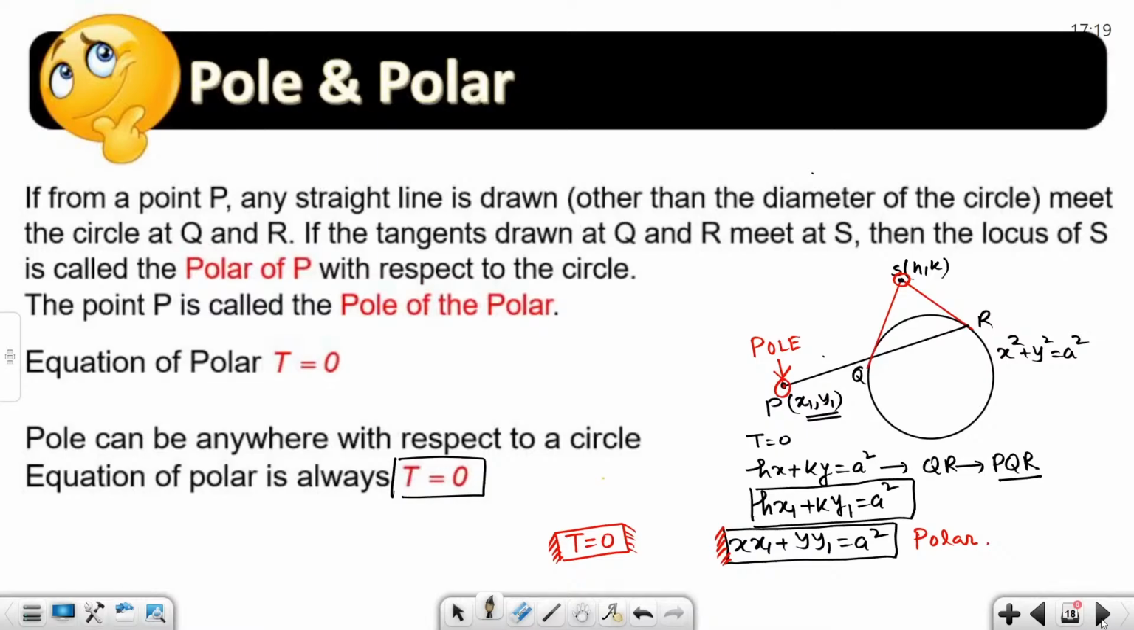Okay, so have you seen in pole and polar there is something new that we have learned? No, it is simply two specific things that we are dealing with. One is pole and another one is polar. Pole is a point and polar is always a line. Okay, and the equation of polar is always T equals to 0, irrespective of the position of the pole with respect to the circle. That's it. That's exactly what we have learned.